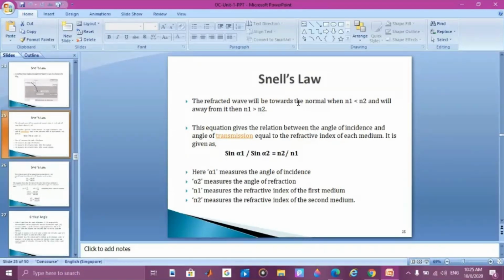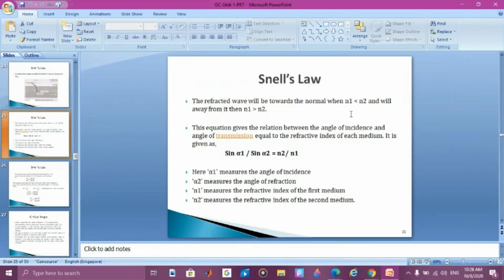Okay. If it bends towards the normal, what will it be? It is when n1, medium 1, is greater than medium 2. So if the density of medium 1 is greater than medium 2, what happens? The ray will bend towards the normal. Or otherwise it is away from the normal, that is when n1 is greater than n2. Okay? When n1 is less, it is towards the normal; when n1 is greater, it goes away from it.